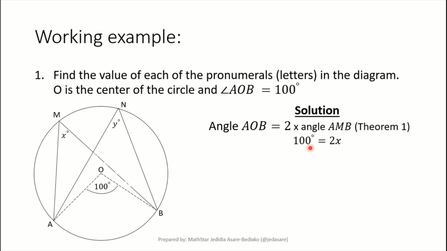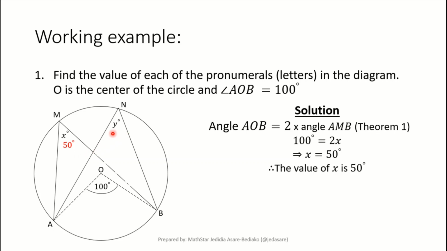So we have 100 equal 2x. Because we want the value of x, now we divide both sides by 2. So we have the value of x as what? 50 degrees. So we can indicate it in our diagram here. So we have the value of x being 50. Let's look at how to find the value of y.